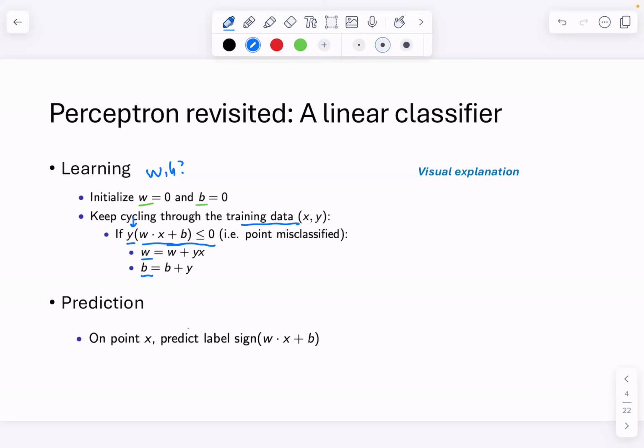And for prediction, if you already have the W and B, then when you make a prediction, you just follow the previous rule, right? Use this sign to make a prediction. Okay, so this is our perceptron algorithm.